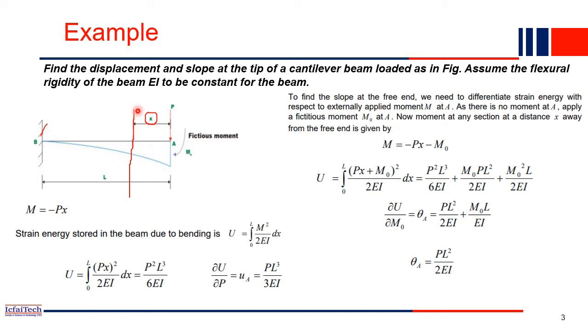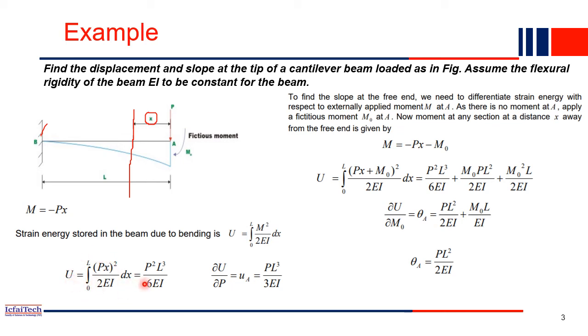The moment at a section at a distance of x from the load will simply be minus P into x, force into distance. Force is P and distance is x, so minus Px, because it is clockwise, so minus. This is our moment. The strain energy stored in a beam due to bending, we derived in the last class: integration from 0 to L of M squared by 2EI into dx. If you recall last class, you can understand how we got this expression. Now substitute the M value, minus Px, into it, and you get this expression.